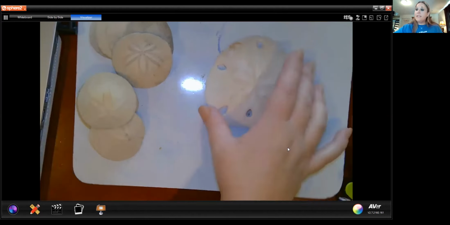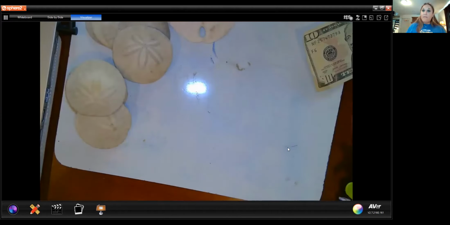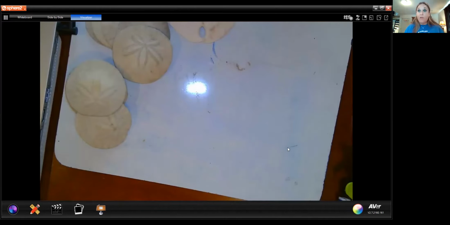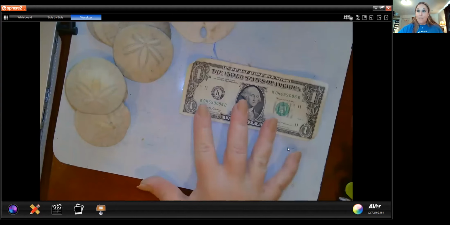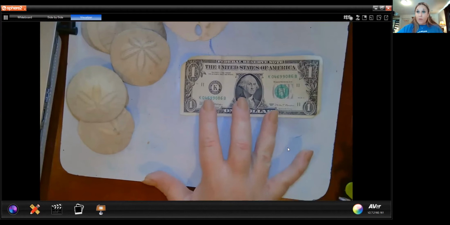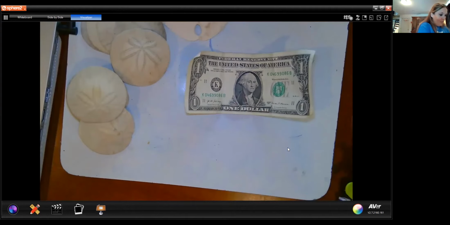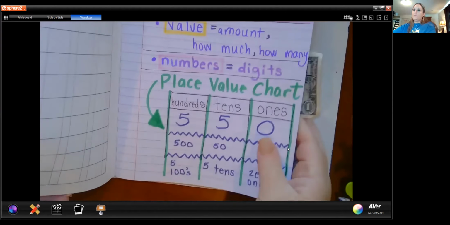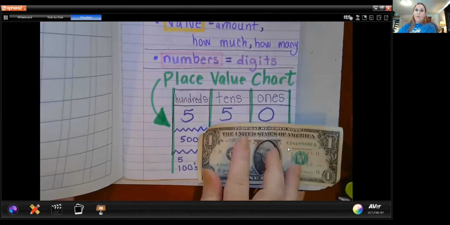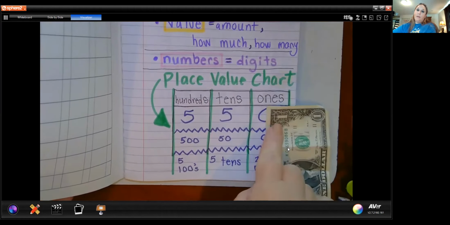Okay, we also have this idea today in American currency. Something that is of value in the United States to Americans, actually something that's of value all over the world, is something called money. Now, this is a $1 bill. So on my place value chart, where would this fall? So let's pull up my place value chart. Where would this $1 fall? Well, it would fall in the ones column because it has the value of the number 1.